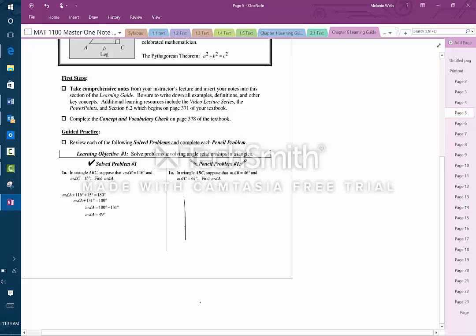So I'm just going to draw, this is not to scale, a triangle with A, B, and C. So the measure of B is 46 degrees. The measure of angle C is 67 degrees. We want to find the measure of angle A. We know that the three angles in a triangle will add to be 180 degrees. So the measure of angle A plus 46 degrees plus 67 will add up to be 180.